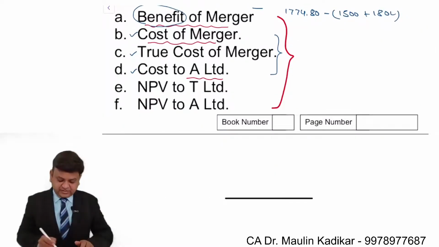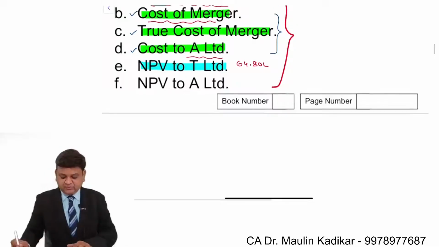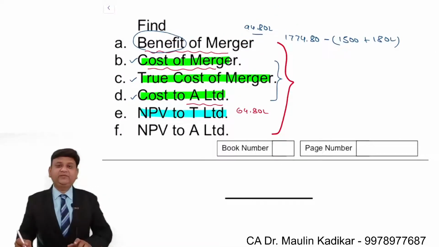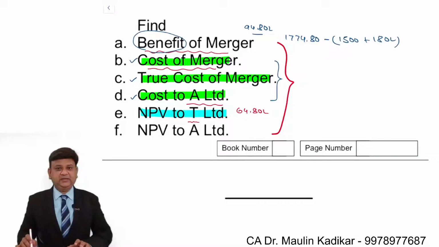Now we understand that whatever is the cost to the acquiring company is itself the NPV to the target company. So as far as the NPV to the target company is concerned, it is 64.8 lakhs itself. Whatever calculation we have recently made, that itself is the answer that we have to write for NPV to the target company.